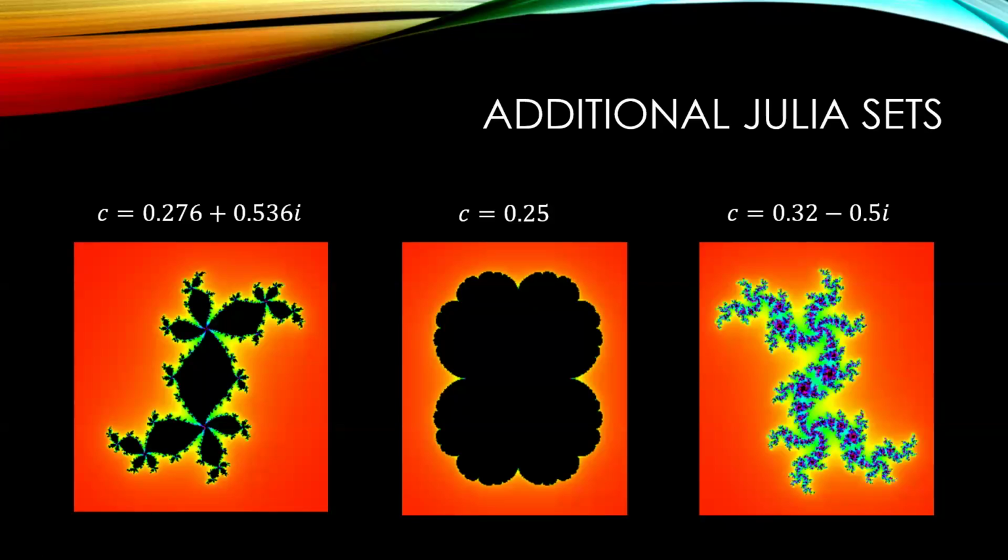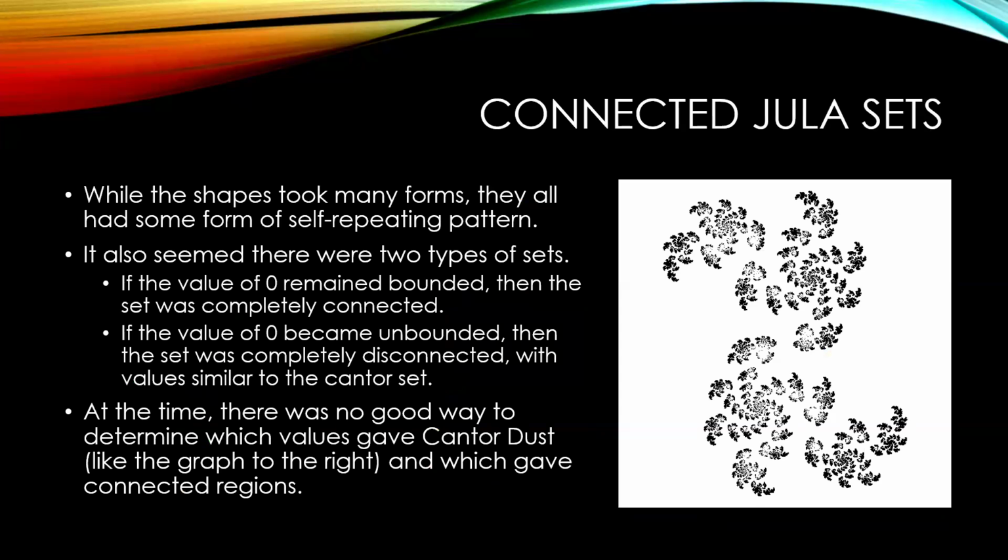Well, I didn't have a good answer. And so while the shapes took many forms, they all had some form of self-repeating pattern. It also seemed that there were two types of sets. If the value of 0 remained bounded, then the set was completely connected. If the value of 0 became unbounded, then the set was completely disconnected, with values similar to the Cantor set. And so at the time, there was no good way to determine which values gave Cantor dust, like the graph to the right, or which gave connected regions.